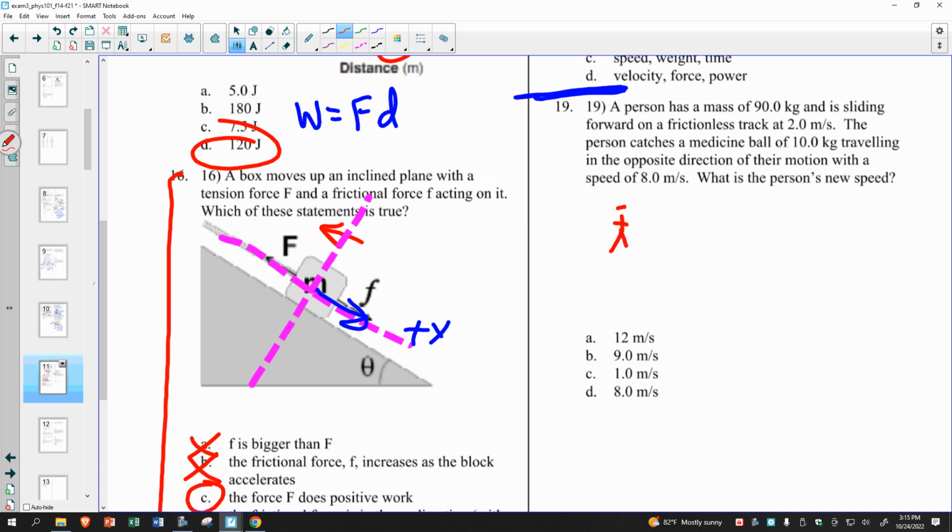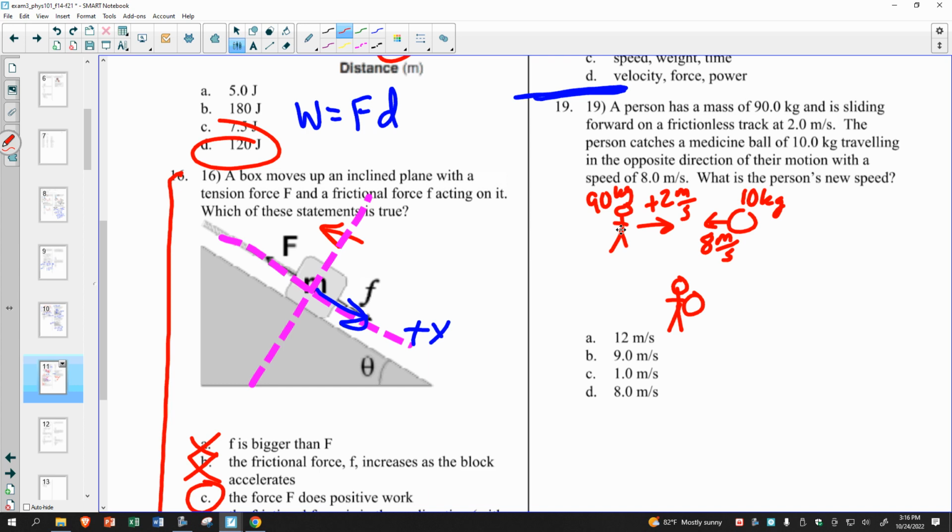Here's my person. They're traveling in this direction at plus 2 meters per second, and they have a mass of 90 kilograms. And then there's a medicine ball somebody has thrown toward them with a mass of 10 kilograms, traveling at a speed of 8 meters per second. Boy, they can throw that thing. Anyway, now these two are going to collide, and they will come together and move off at the same speed. So I want to know what is their speed?